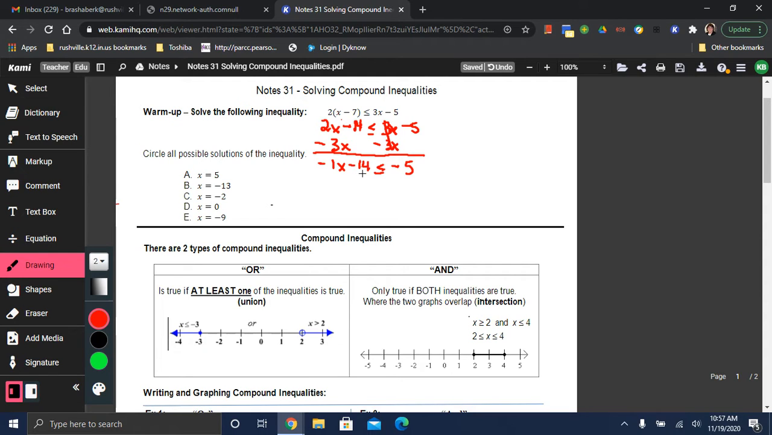Now we need to get this 14 moved to the other side of the inequality. So we will add 14 to both sides of the inequality, and that'll cancel the 14s. We'll have negative 1x is less than or equal to, and then negative 5 plus 14 will combine to be 9. Now, right here, I need to remember from earlier lessons, I'm getting ready to undo multiplying with dividing.